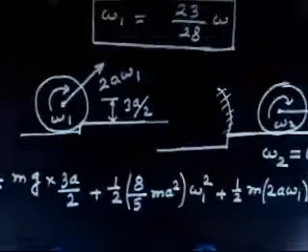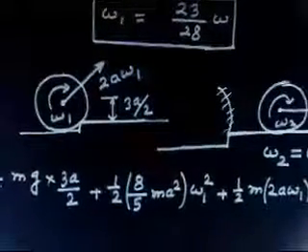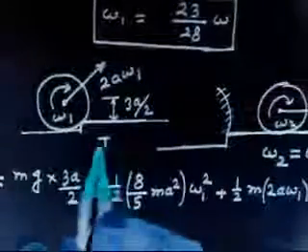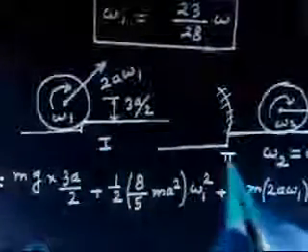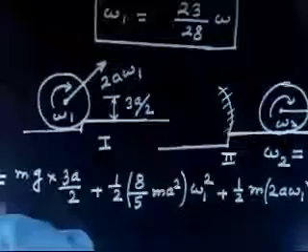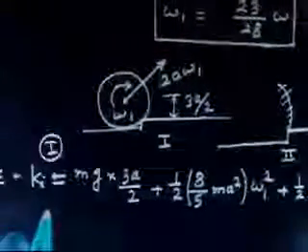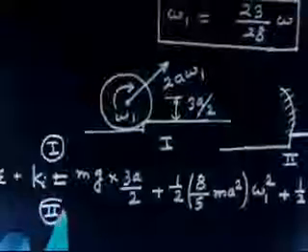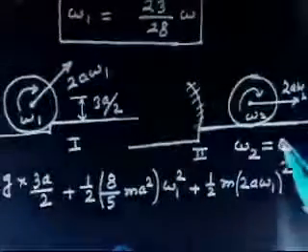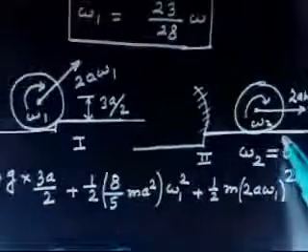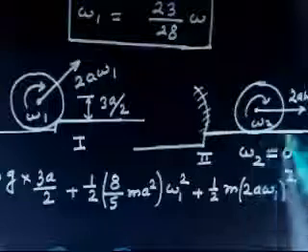So this is my initial energy. Finally when it reaches, let us say this is position number 1, this is position number 2. So this is the energy at position number 1. Are you getting? So this is the energy at position number 2. This has just reached this position, so omega 2 is 0, v2 is 0. It has only potential energy.